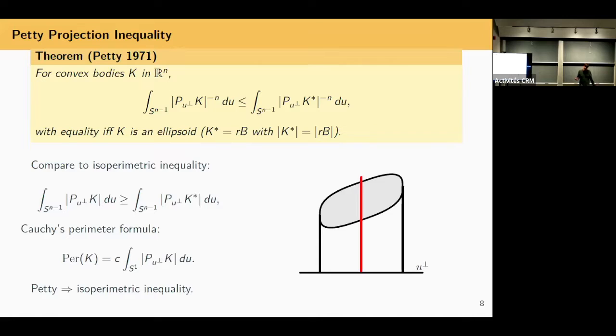This is something that Petty proved in the 70s. One essential ingredient was this Busemann random simplex inequality, that the expected volume of a random simplex is minimized on balls. And what did he prove? It involves orthogonal projections. I write P U perp for the orthogonal projection on U perp. I write bars for volume, now in an n-1 dimensional subspace.